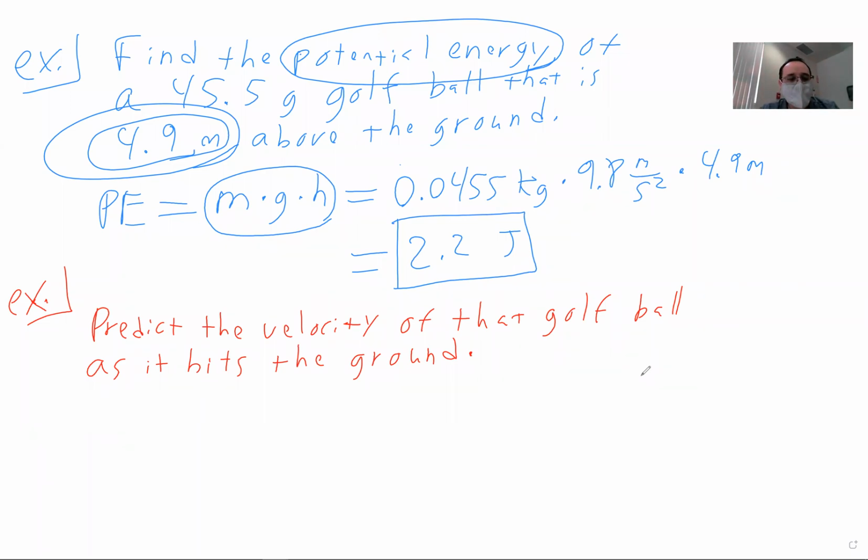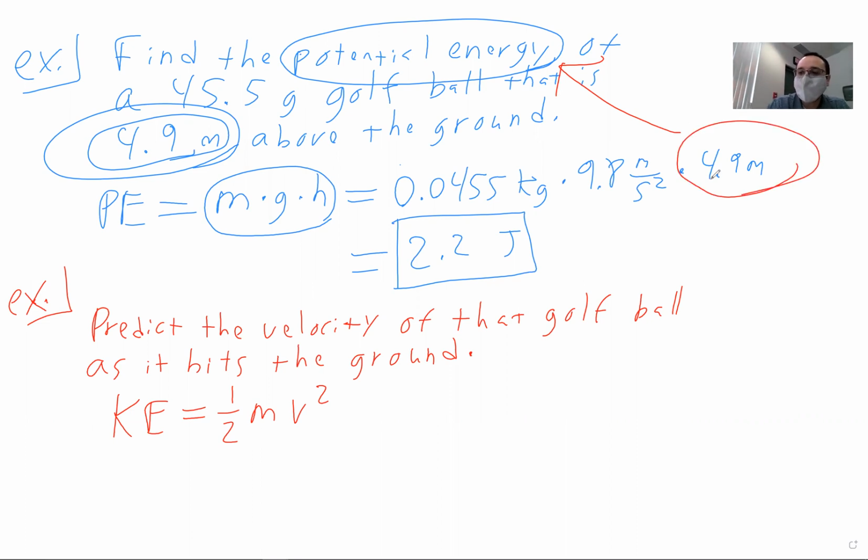Here's our second example. We want to predict the velocity of that golf ball as it hits the ground, okay? So how are we going to do that? Okay, so we know that kinetic energy is equal to 1/2 times mass times velocity squared, right? But here's the trick. Here's the really important thing. Once some object that initially only contained potential energy falls its entire height, falls down to the ground, that means all of its energy has become kinetic energy.